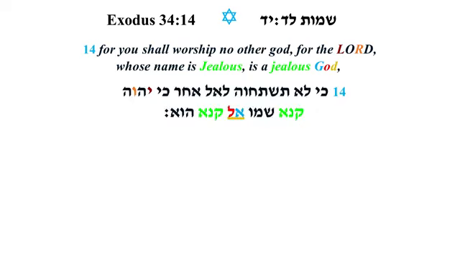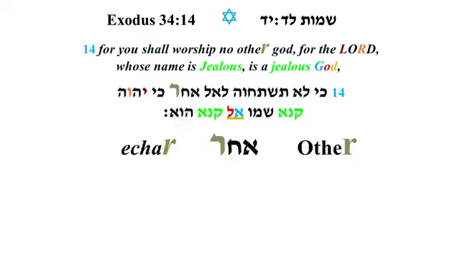Okay, so where in that verse it says, "You shall worship no other"? That word other is echar: aleph, chet, resh. Why is there an enlarged resh there? The reason is so you do not confuse it with a dalet. Because if you put a dalet there, it's the word echad, which is the word for one.